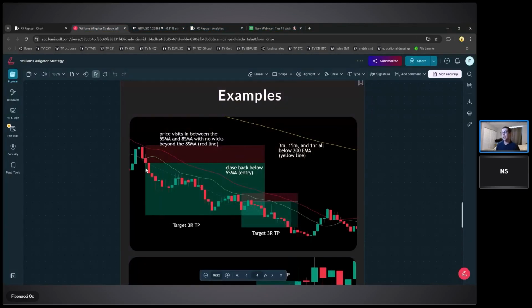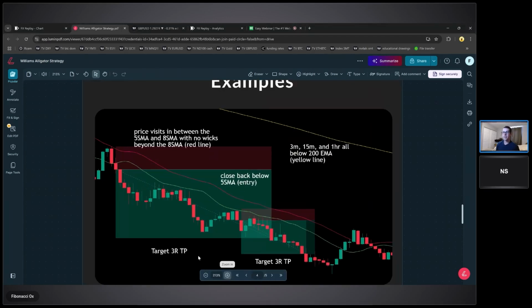So going through an example, basically, as price is following the trend in the direction you want, you're looking for a pullback in between these two moving averages, and no wicks past the 8 SMA. So really we just want a pretty good reaction to this area.